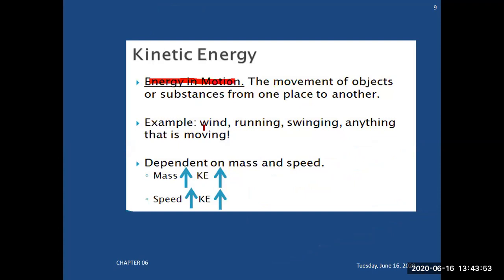What are the examples? Wind, one. Running, we are running. Swimming, anything that is moving, any object that is changing its place from one place to another place, dependent on mass and speed. It depends on mass and it depends on speed. The more the mass, the more the kinetic energy. The more the speed of the object, the more its kinetic energy.